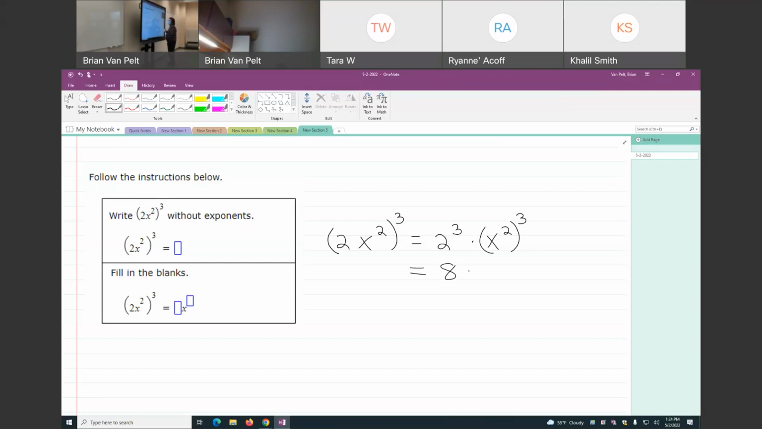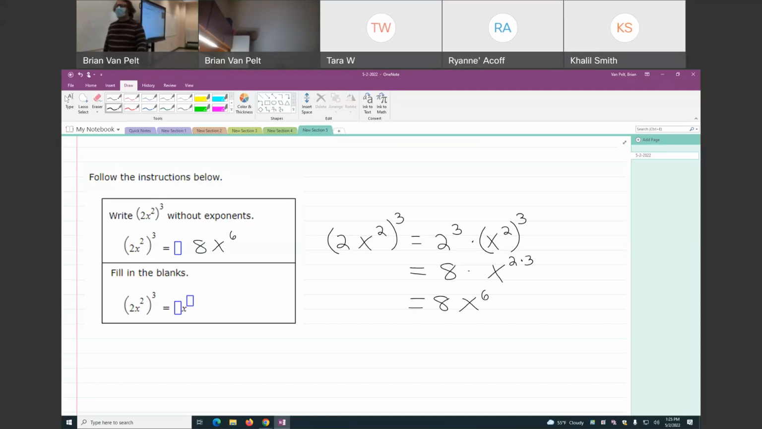Down here to help me with this one. When you do x squared to the third, you do x to the 2 times 3. That's another product, I think it's a power. And so we end up with 8x to the 6. Two to the third was 8. Well, they already got the x there, so all I got to do is put an 8 and a 6.